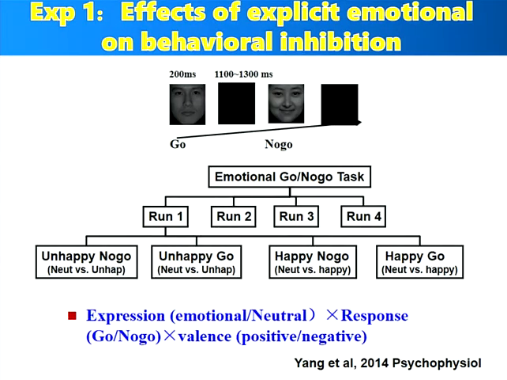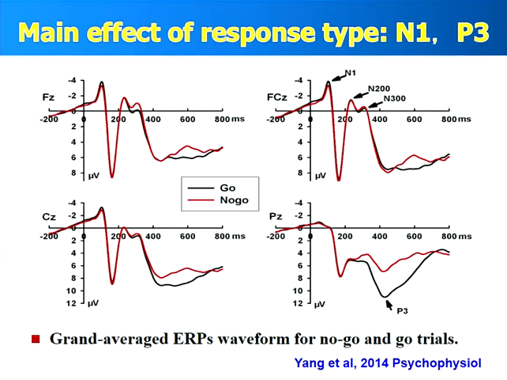For the time limit, I will just explain experiment 1, effects of explicit emotion on behavior inhibition. It is a 2 times 2 times 2 design. That is expression times response times valence. The grand average ERP waveform for no-go and go trials showed us that the main effect of response type is on the N1 and P3.